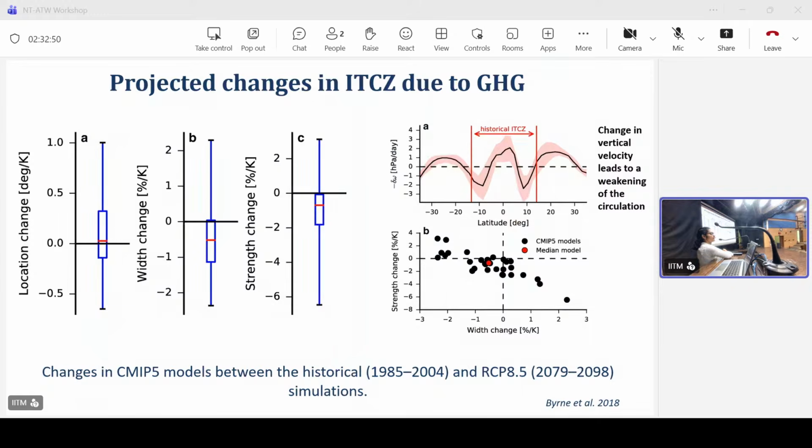So basically there is a weakening of the circulation; the strength of the ITCZ is weakening, as well as becoming narrower. This is reflected in the scatter plot here, as a function of change in strength and change in width, and these are all the CMIP models. Mostly all the CMIP5 models showed that the width is reducing, as well as the strength of the ITCZ is decreasing. But we have to keep in mind that all the models are biased towards El Nino, and all the models are biased towards a differential SST warming.